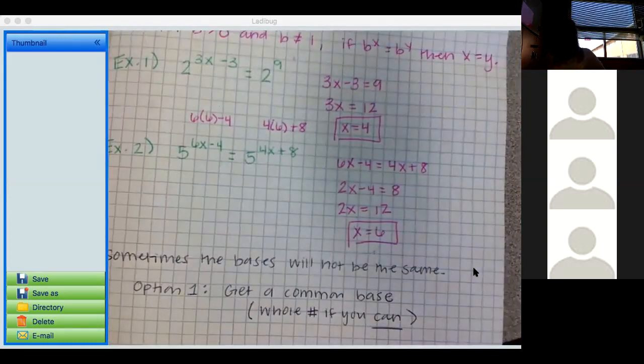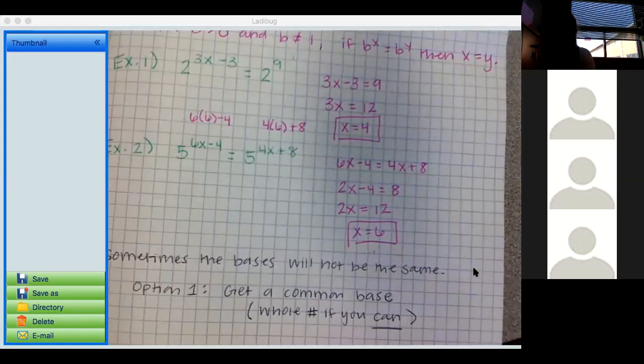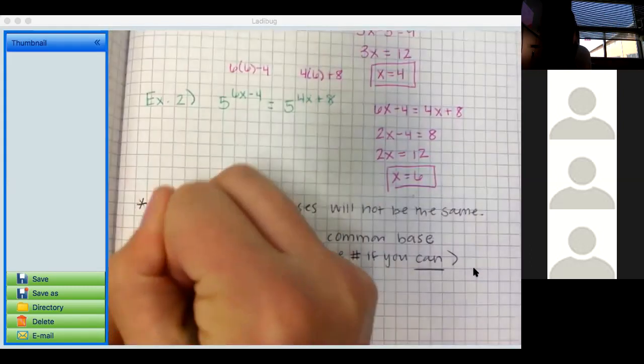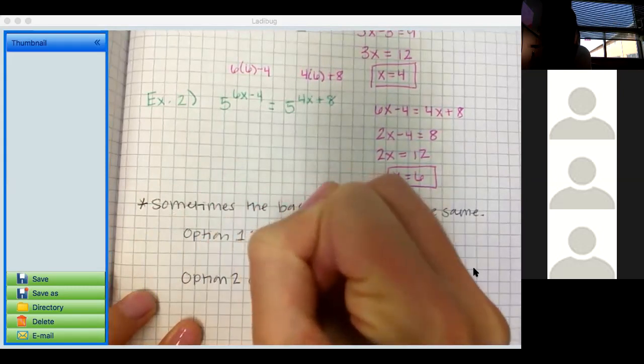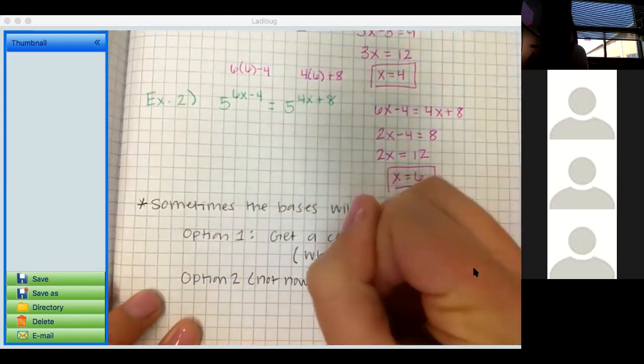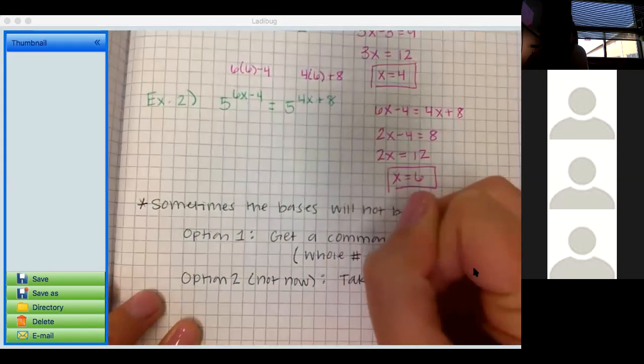Okay, that's fine. I will reteach you. Thank you for letting me know that. I will add that in. Logs are the opposites of exponents. They basically undo exponents. So if they're opposites, what are they called from the first unit? Ding, ding, ding, inverse functions. If you cannot get a common base, and this is what we'll be doing next week, then your option 2, but we're not doing it now, would be to take the log of both sides.